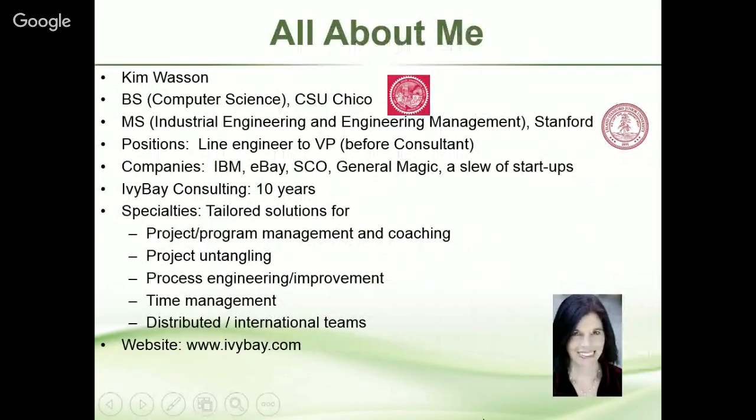As usual, we'll start with some information about me, so anyone who hasn't been to one of my webinars before has some level of confidence that I know what I'm talking about. My name is Kim Watson. My educational background is a bachelor's in computer science from Cal State and a master's in industrial engineering and engineering management from Stanford. Before I became a consultant, I held positions from line engineer to vice president, and I used project management and systems analysis tools, techniques, and concepts in every position at every company. I worked at companies as big as IBM and eBay and as small as brand new startups.